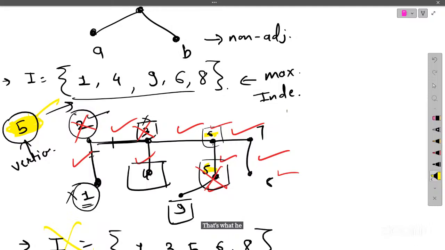Clear, ma'am. Thank you, ma'am. Ma'am, will the coloring concept be covered ahead or not? Will you explain the coloring concept? Yeah, I'll explain the coloring concept. Just give me a second. I'll connect my phone.